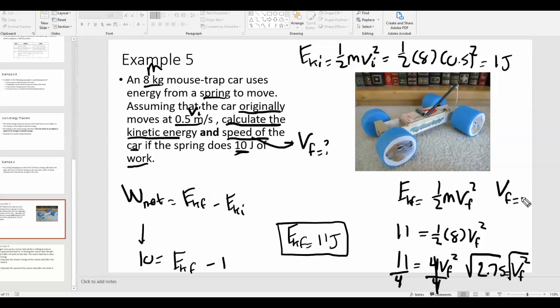Okay, so VF is going to be equal to the square root of 2.75, and my calculator tells me that is 1.66 meters per second. And so that is the answer to the second question. Okay, and so that's like a full-length work energy theorem problem right there. So we used the work energy theorem, plus we also had to use the equation for kinetic energy to solve for everything that we're looking for. Okay, so you'll see problems like this on your practice assignment. Pause it there if you need to look at example 5 some more.